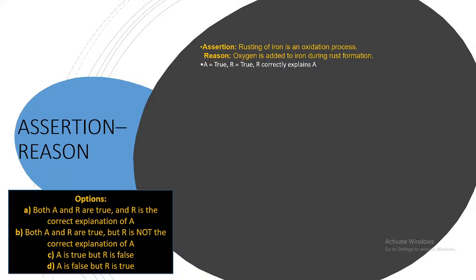Rusting is an oxidation process, corrosion is an oxidation process, and if it is an oxidation process then obviously oxygen is added, right? So that's why option A will be the correct option. Let's go to the second one.